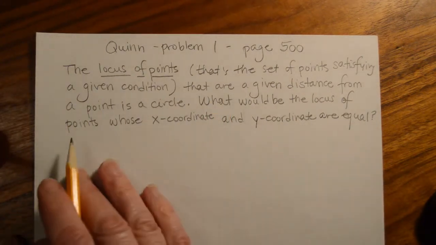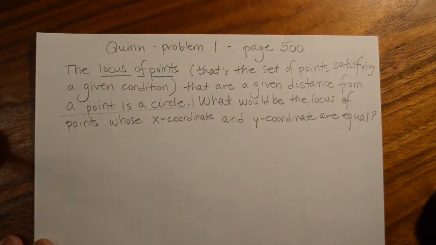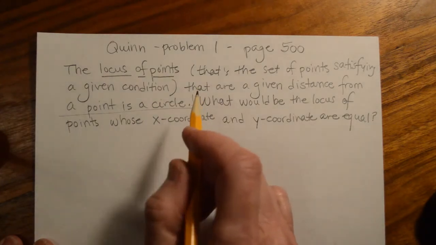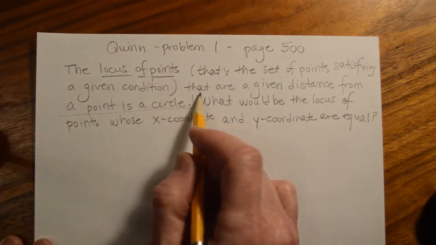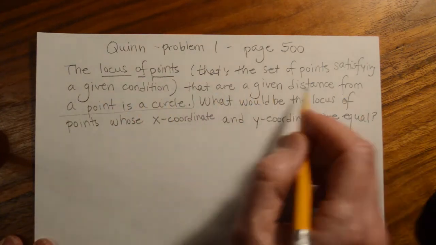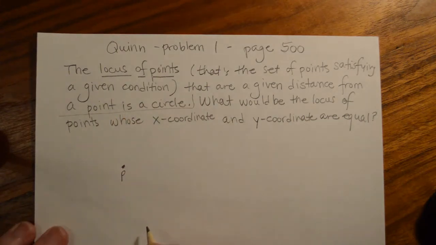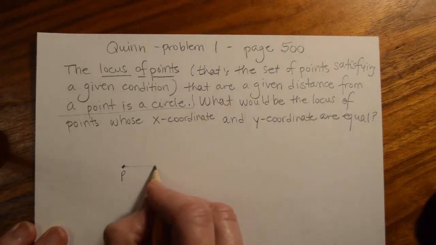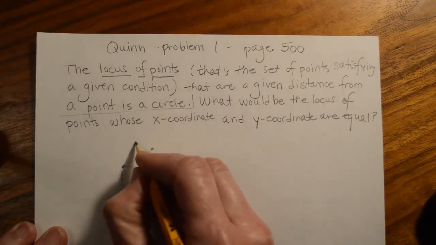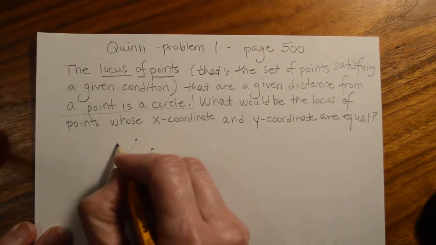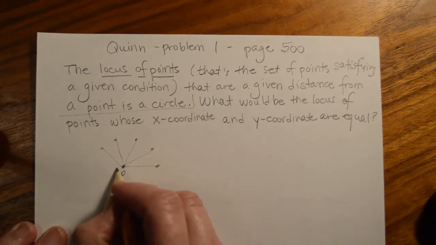And he asks what would be the locus of points whose x-coordinate and y-coordinate are equal. So let's go back and look at his example first. So locus of points is the set of points that satisfy a condition. And so they have to say what the condition is. So in his example, all points that are a given distance from a point. So let's say we have this point P, and I want to find all points that are 1 inch away. So that would be that one, and let's say that one, and that one, everything that measures 1 inch away from that. And you have to find every single one of them that meets that requirement.